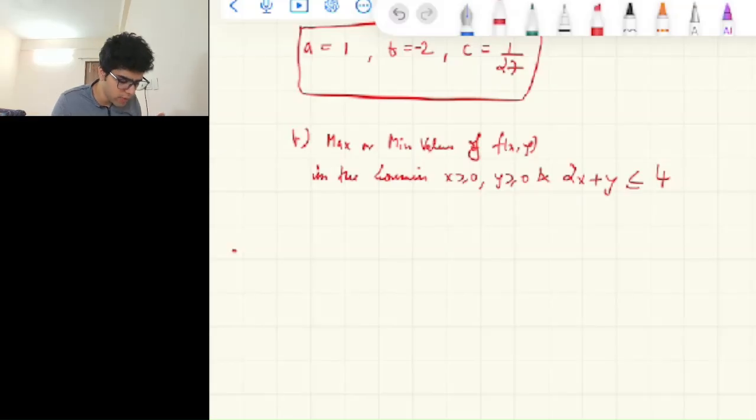Now for this, we already have two equations. To find the maximum and minimum values of f(x, y) in the domain, we first need to find all of the interior stationary points. Then we need to check if these interior stationary points are lying in the domain or not, the domain specified to us. Then we need to check for the corner points and the boundary points, and we'll be using the extreme value theorem for that.